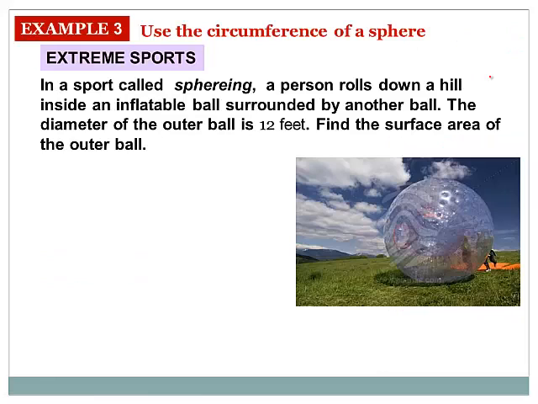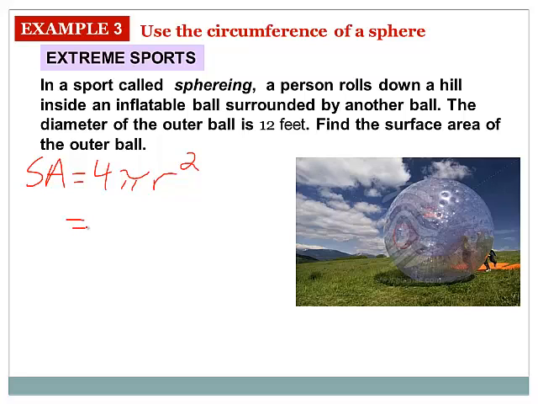Okay, an awesome example. In a sport called sphering, a person rolls down a hill inside an inflatable ball surrounded by another ball. The diameter of the outer ball is 12 feet. So we need to find the surface area of the outer ball. To do this, we need to use our surface area formula for a sphere. Remember, surface area of a sphere is 4 pi r squared.